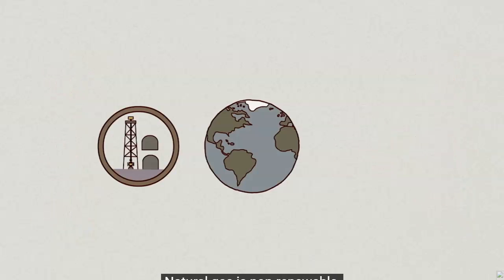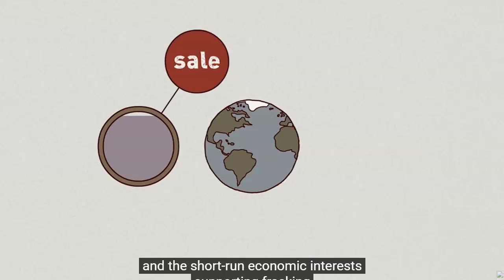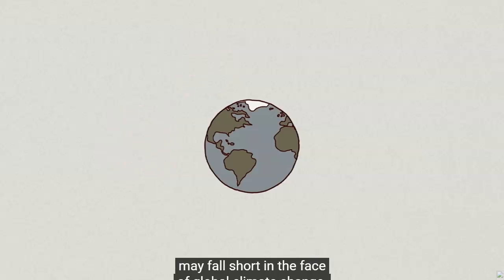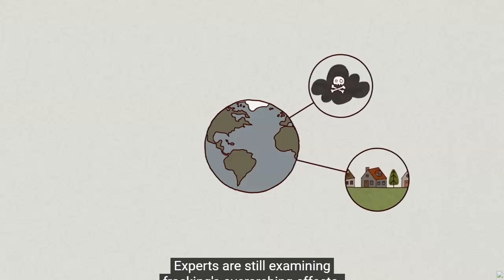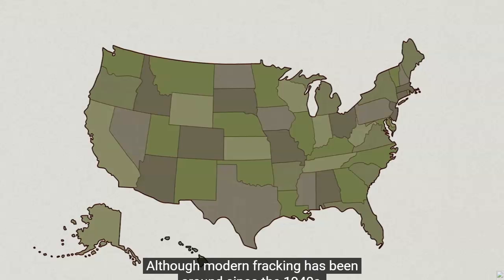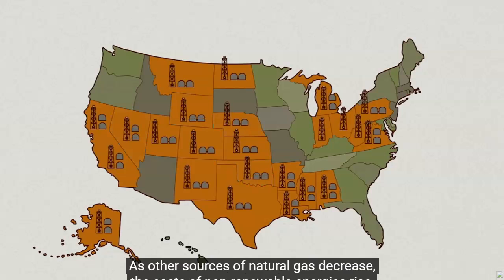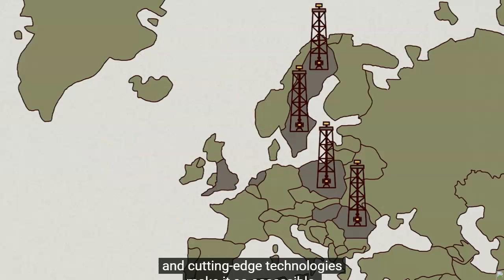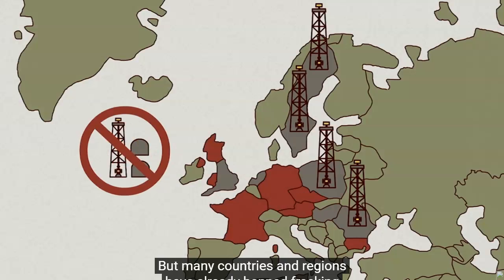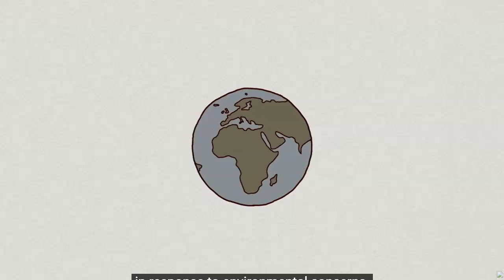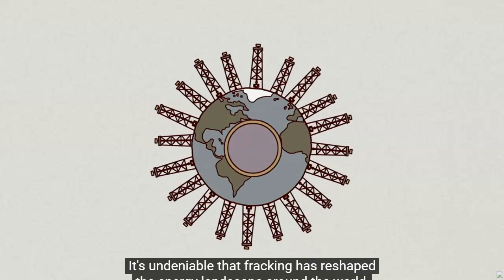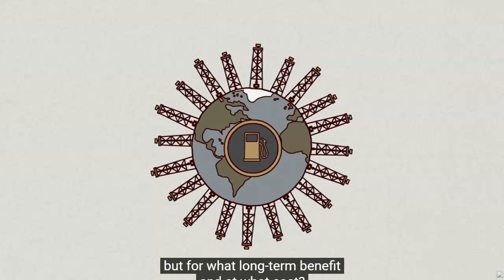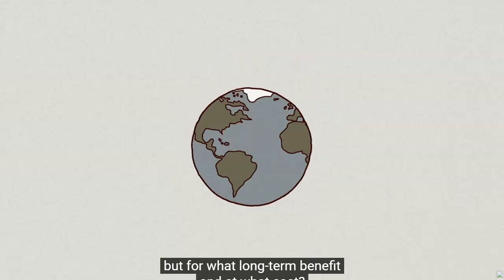Natural gas is non-renewable, and the short-run economic interests supporting fracking may fall short in the face of global climate change. Experts are still examining fracking's overarching effects. Although modern fracking has been around since the 1940s, it's boomed in the last few decades as other sources of natural gas decrease, the costs of non-renewable energies rise, and cutting-edge technologies make it so accessible. But many countries and regions have already banned fracking in response to environmental concerns. It's undeniable that fracking has reshaped the energy landscape around the world. But for what long-term benefit, and at what cost?